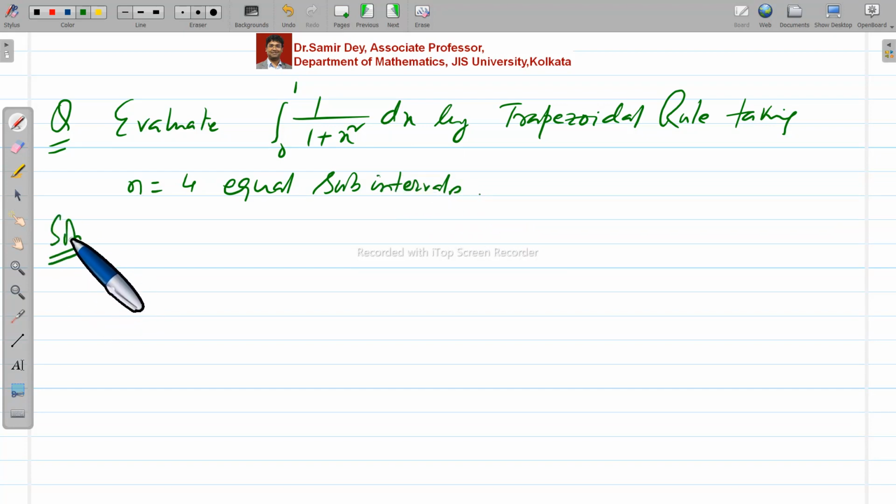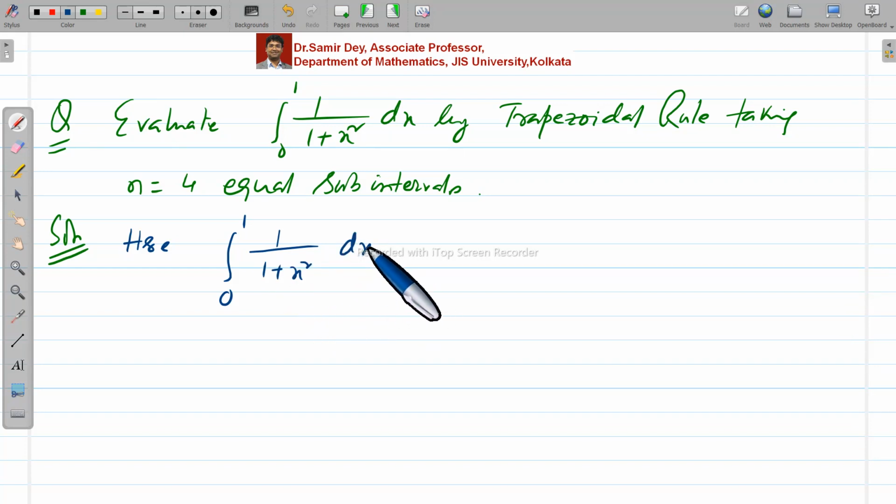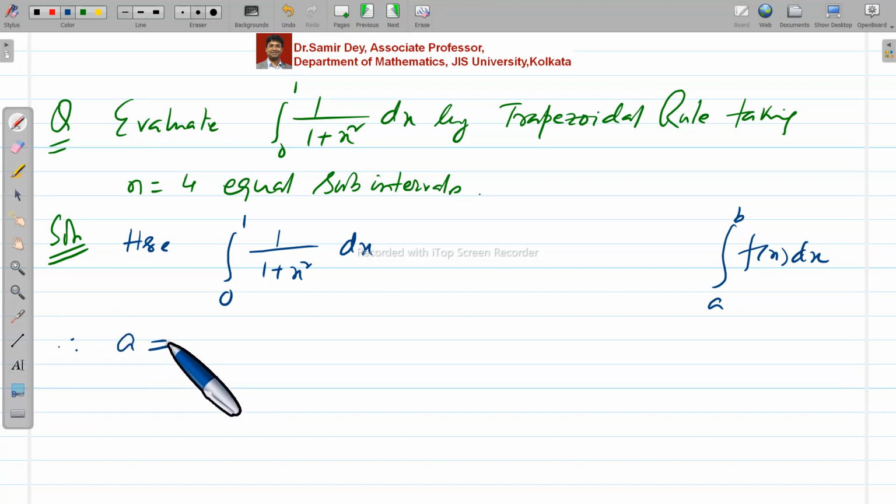Now try to understand the solution of this question. First, write down the given information: the integral from 0 to 1 of 1 by 1 plus x square dx. This is the first step. Whatever integration you have, you write it here. On the right side you write your standard form, the integral from a to b of f(x) dx. Clear? So now you write down, therefore, a equals how much?